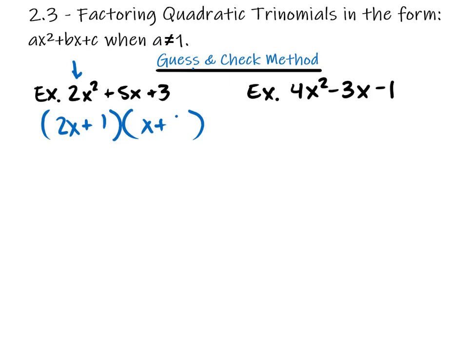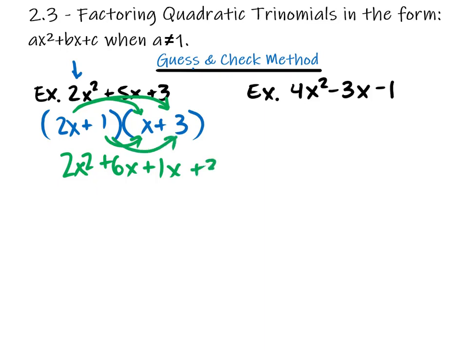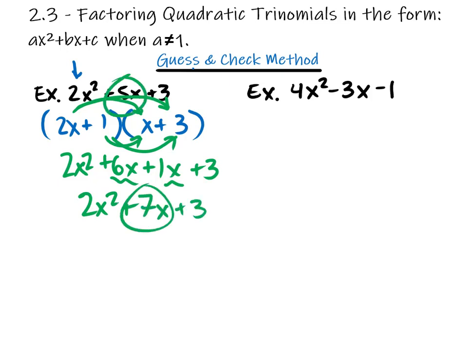So if I put the 1 here and 3 here, let's imagine FOILing this back together. I'd get my 2x squared. 2x times 3 is 6x. 1 times x gets me a 1x. And 1 times 3 would be 3. And combining these, I get 2x squared plus 7x plus 3. Uh-oh. That is not the right middle term. So I got them wrong.